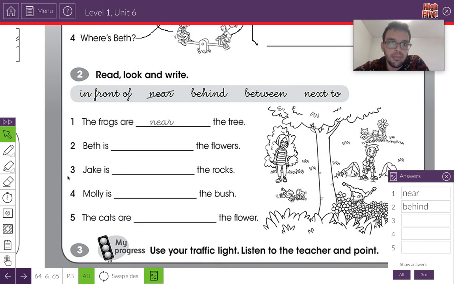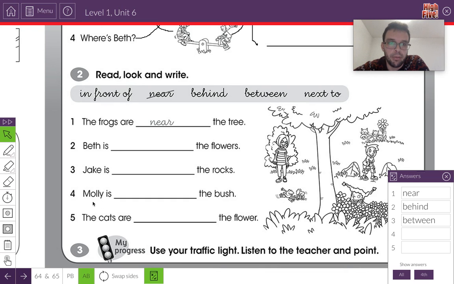Good. Number 3, Jake is the rocks. Okay, so here's Jake. And look, there's a rock here and a rock here. Do you remember the word? Jake is in front of the rocks. Jake is between the rocks, or Jake is next to the rocks. Which one is correct? Do you remember? Let's have a look at the answer. That's right, he's between the rocks. Yeah, he's in the middle, so he's between the rocks. So we have to write between here.